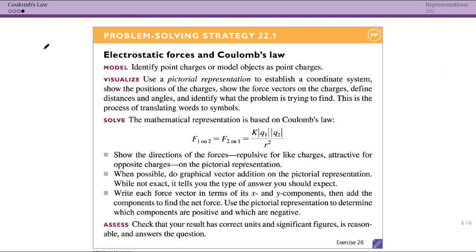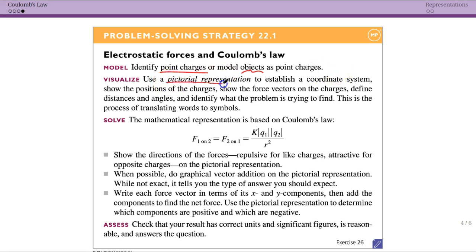We are now to our first problem-solving strategy. So this applies if you can identify your charges as point charges. So you might have some objects that can be modeled as point charges, and that would be the case, for instance, of having two balloons that are very, very far apart. In that case, they're as if they are point charges. But if you have two balloons that are very, very close together, that doesn't work as a point charge then.